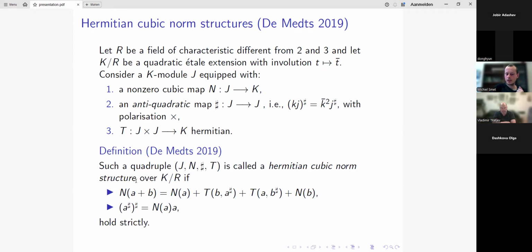Now we call such a quadruple, so J with these maps, a Hermitian cubic norm structure if the same two identities as for cubic norm pairs hold over all scalar extensions. And note, before we assumed that we had a unit element 1, this assumption has disappeared, and it's more or less replaced by the assumption that the cubic map is non-zero. This works because there is an implicit pairing going on, but I won't go into details for that.